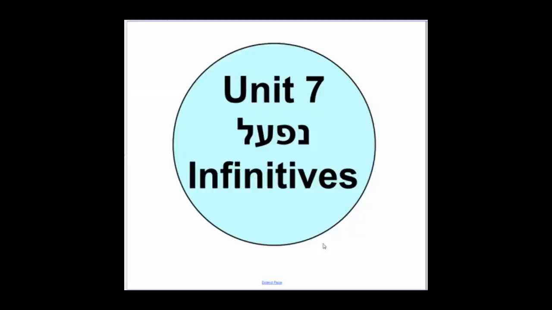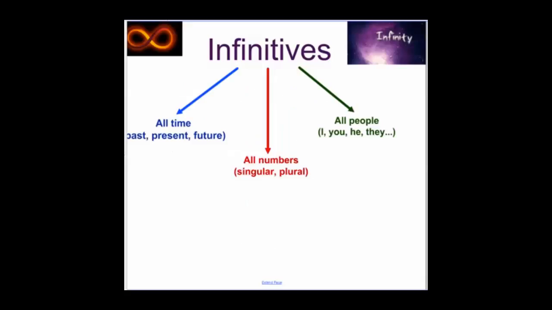Next unit, we're going to be talking about Niphal infinitives. Okay, why are they called infinitives? They're infinite in that they can be addressing past or future, singular or plural, all people: I, you, he, they. It can be either gender, masculine or feminine, right? It's infinite in that sense, whereas usually I have a finite where it's more limited.